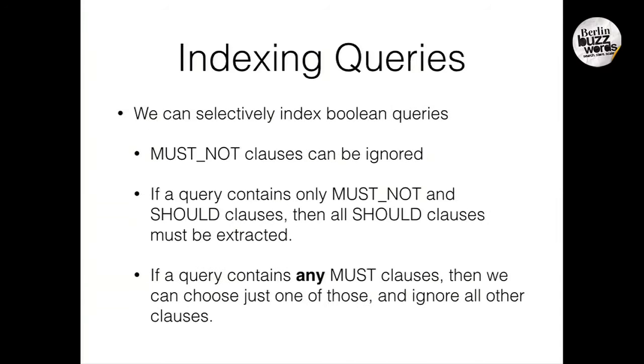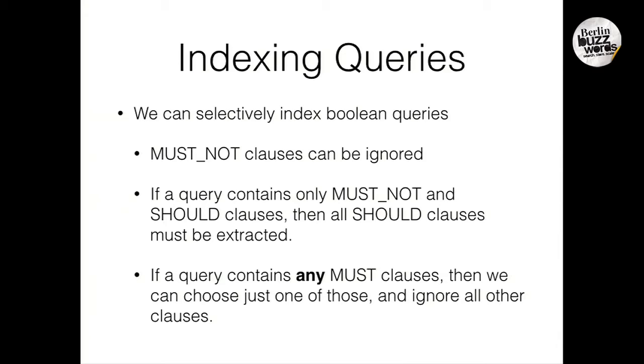We can be a bit cleverer about how we do that. Ideally, you want to be indexing as few terms as possible from a query, because the more terms you index, the more likely it is that query is going to get hit by any document that's coming in. So if you can reduce the number of terms that you're indexing under, then you're going to reduce the number of times it gets hit by a document. So how can we do that? Well, obviously, any must not clause in a Boolean query, we don't care about that.